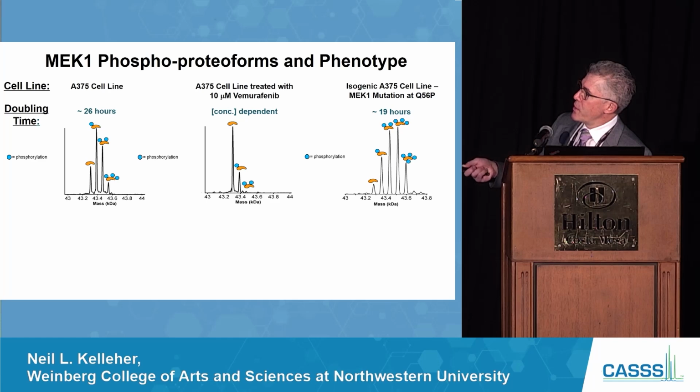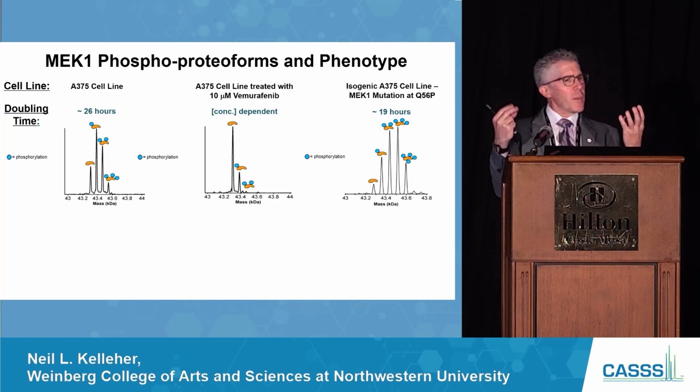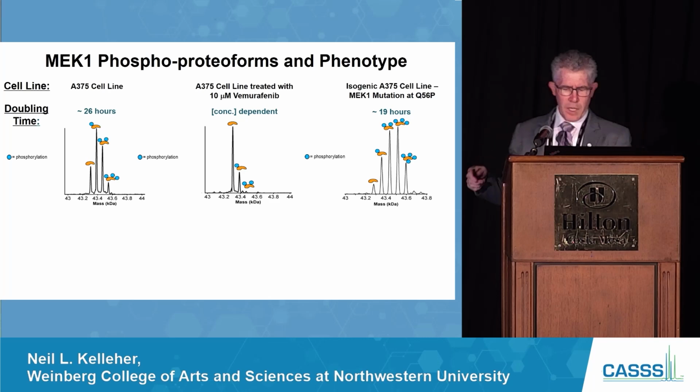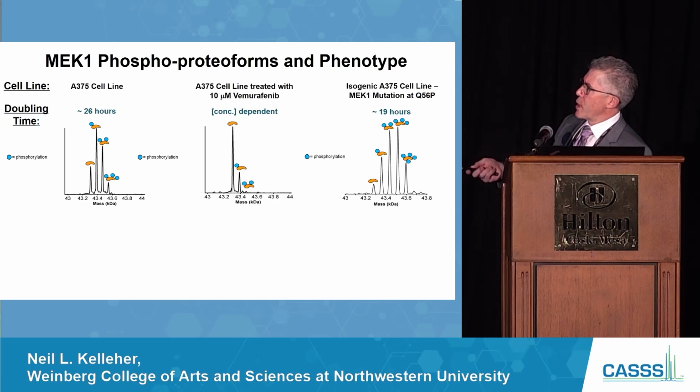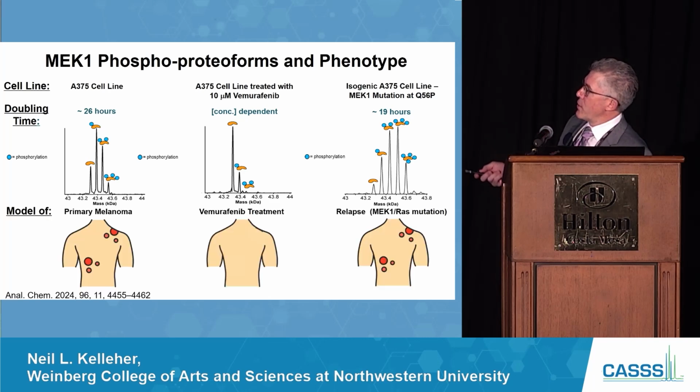Used to be the most abundant. Now it's second to least abundant. So these are what I'm talking about, correlations of these profiles to cellular phenotype. And then here's a relapse model.